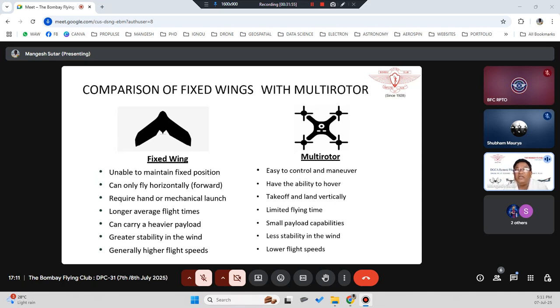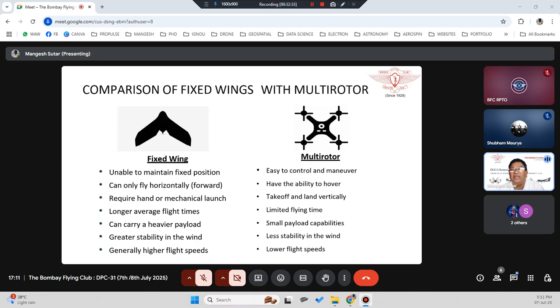Compared to that, multi-rotor is easy to control and maneuver. Fixed wing flying is different from flying a multi-rotor. A multi-rotor is very stable and very easy to fly compared to a fixed wing, because with a fixed wing you have to monitor continuously. In a multi-rotor, if you find difficulty, you can hold it and it will hover at a particular location. But a fixed wing cannot; it will be continuously in forward motion. So it's very difficult. You have to continuously see how it is flying and monitor it. You cannot leave it on its own unless it is flying autonomously.